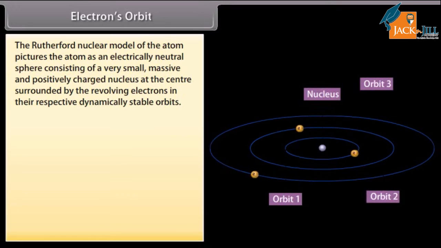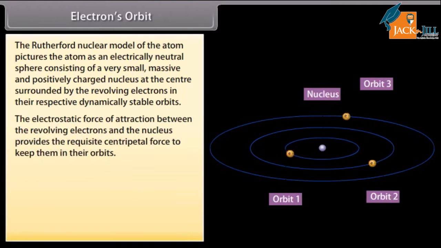Electron's orbit. The Rutherford nuclear model of the atom pictures the atom as an electrically neutral sphere consisting of a very small, massive and positively charged nucleus at the center, surrounded by the revolving electrons in their respective dynamically stable orbits. The electrostatic force of attraction between the revolving electrons and the nucleus provides the requisite centripetal force to keep them in their orbits. Fe is equal to Fc.